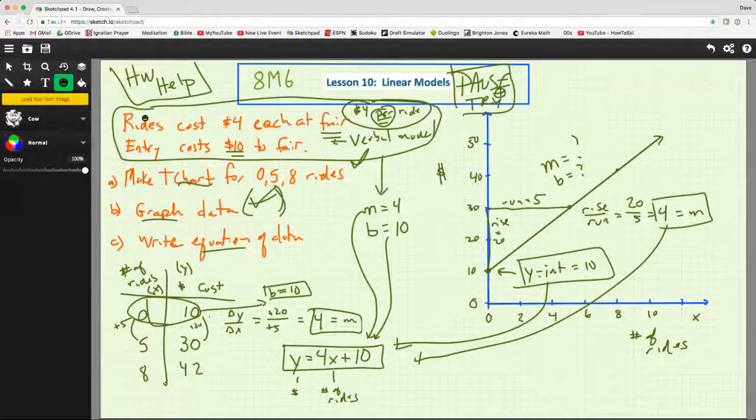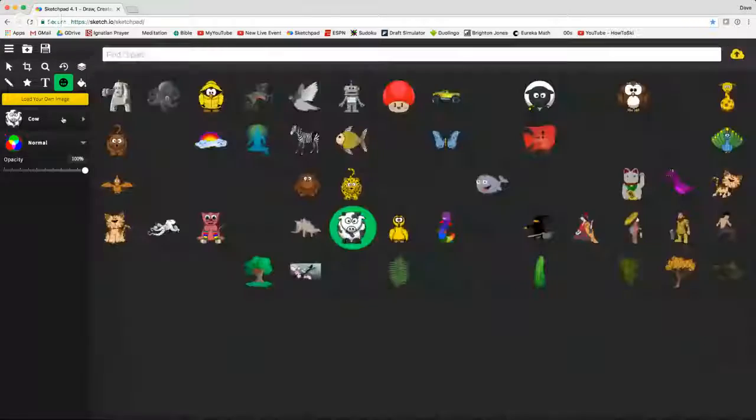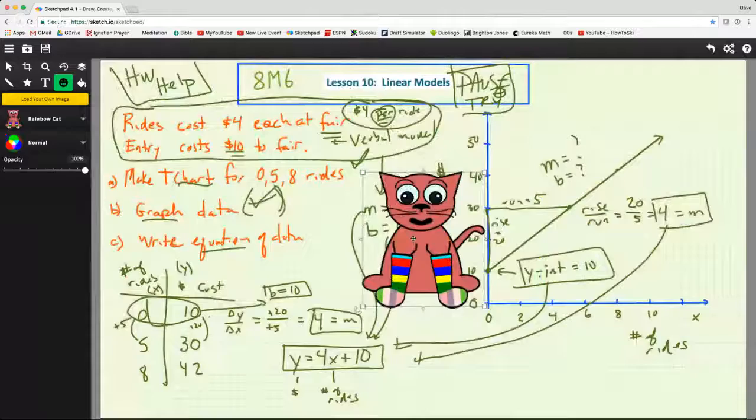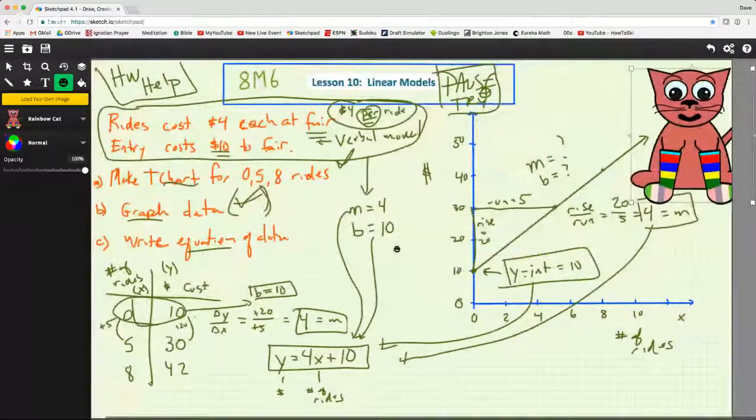So that deserves how many happy cats? Well, we got to get our happy cat. Somehow it always goes back to happy cow. So we're going to do happy cat for our graph.